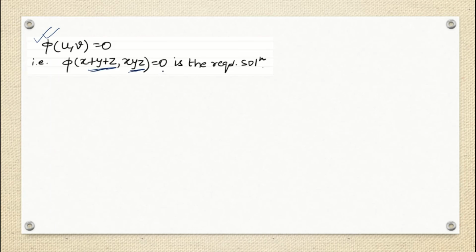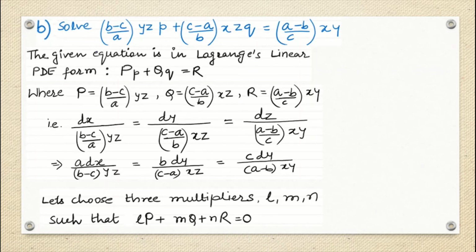Okay. So now we are going to see the second question. Suppose it has come in your paper. Before everything, you will need to know whether it is eligible to form Lagrange's PDE. So yes, this is my capital P, p plus capital Q, q equals R.